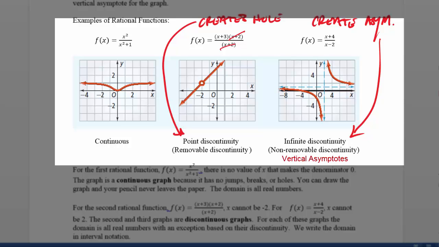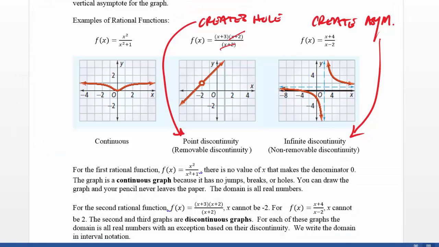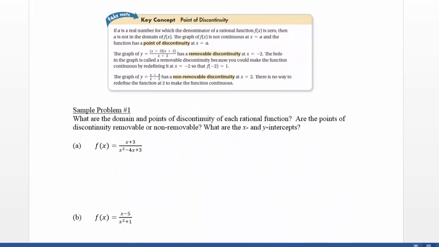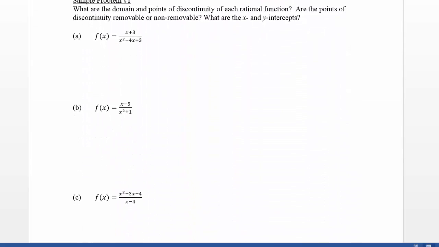So those are your three basic examples. Now, that doesn't mean that all your graphs are going to look like these three graphs. Those are just the three samples of discontinuity that you could end up dealing with. So if we move down here, we can see sample problem number 1. We've given you 3 problems here, and we're just asking you to figure out what are the points of discontinuity, the domain, is it removable, non-removable, and what are the intercepts. And so I'd like you to take some time here and do parts A, B, and C.